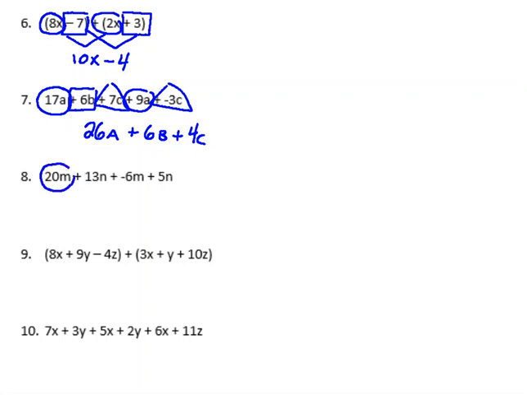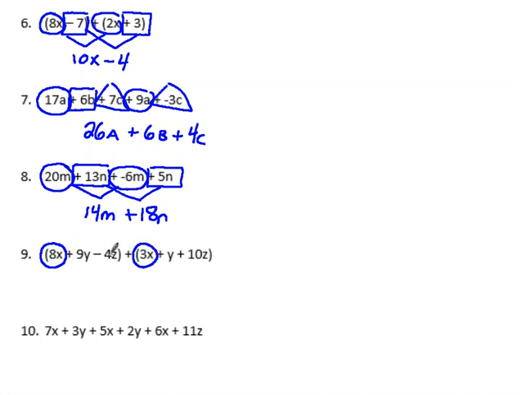Okay, I've got a 20m, and I'm looking for more, so I've got this negative 6m. A 20m and a negative 6m are going to combine to make 14m's. My 13n and my 5n are going to combine to make 18n. And I need a sign to separate that, so I will use the positive. I have an 8x and a 3x. Those are going to combine to make 11x's.